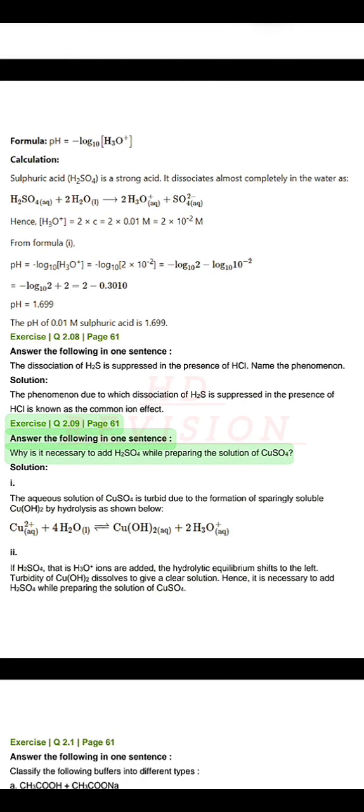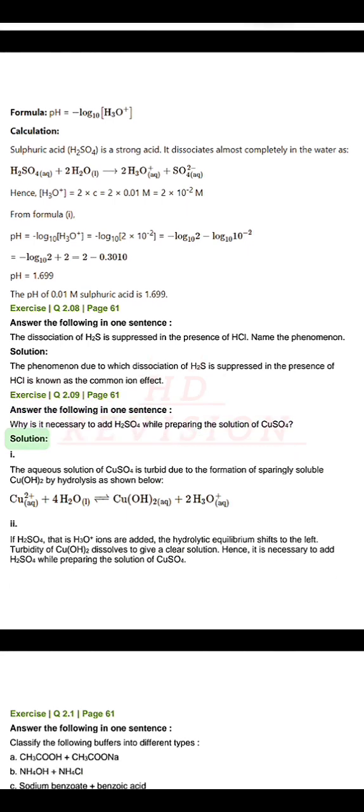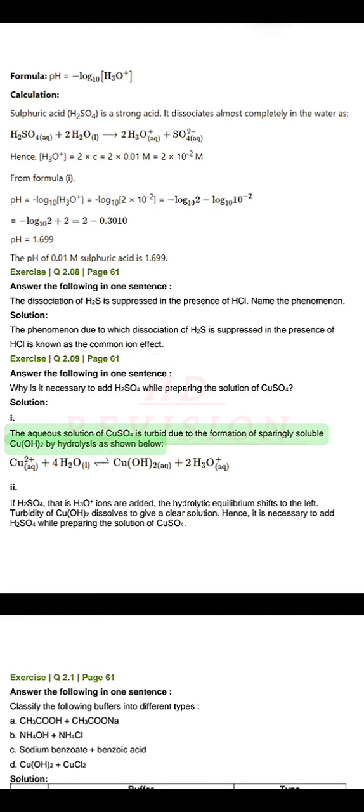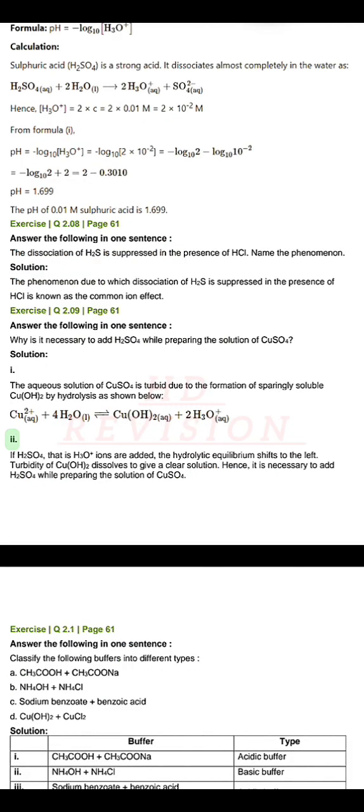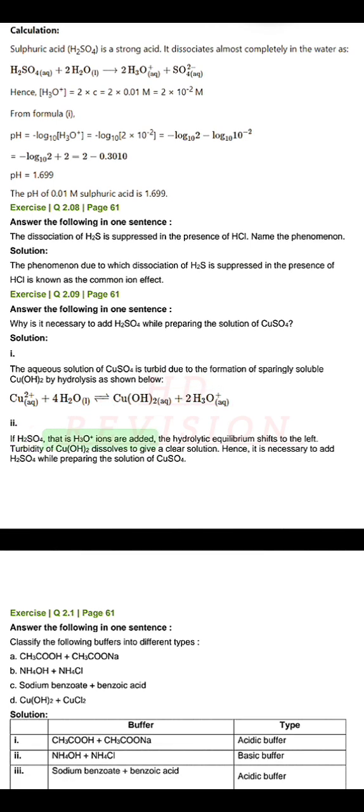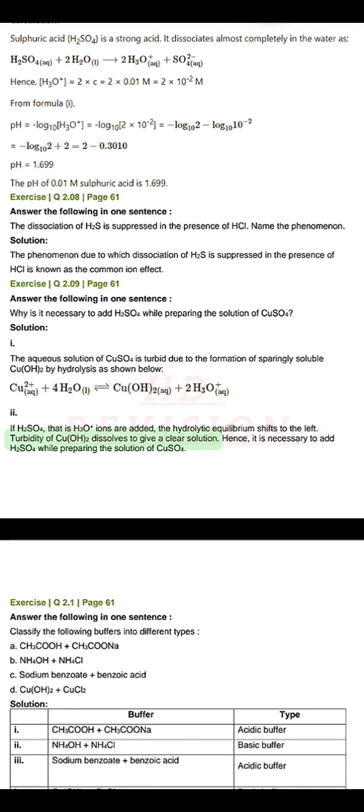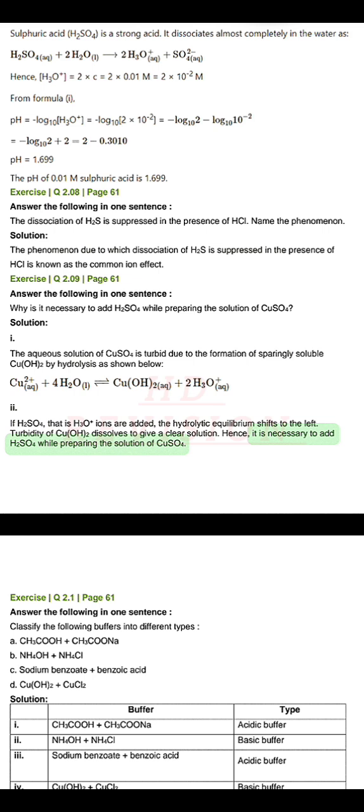Exercise Q2.09, page 61. Answer the following in one sentence. Why is it necessary to add H2SO4 while preparing the solution of CuSO4? Solution. The aqueous solution of CuSO4 is turbid due to the formation of sparingly soluble Cu(OH)2 by hydrolysis as shown below. If H2SO4, that is H3O+ ions, are added, the hydrolytic equilibrium shifts to the left. Turbidity of Cu(OH)2 dissolves to give a clear solution. Hence, it is necessary to add H2SO4 while preparing the solution of CuSO4.